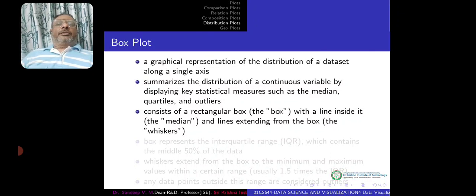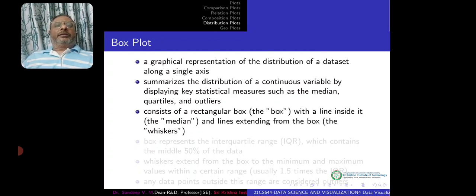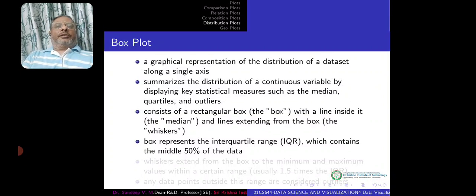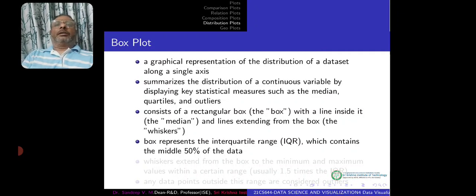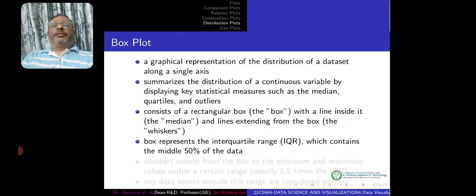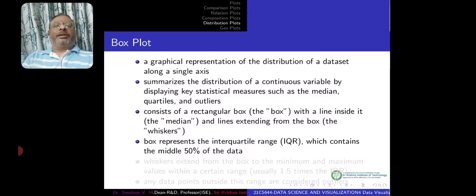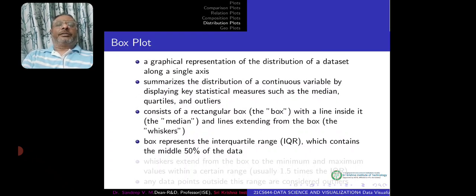It consists of a rectangular box with a line inside it which represents the median, and there are lines extending from the box which are called whiskers. The box represents the interquartile range, IQR, which consists of the middle 50% of the data. That means the box begins at the end of the first quartile, that is 25%, and goes up to the end of the third quartile, that is 75%. That 25% to 75%, that is 50% of the data, is shown as the interquartile range, and that is what a box represents.